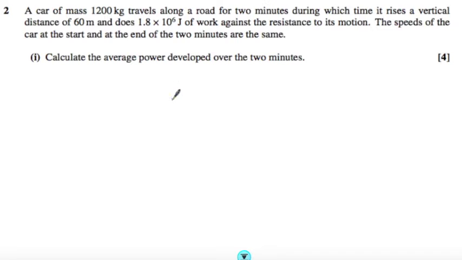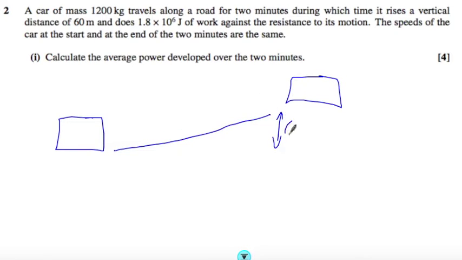Right, question 2. Car of mass 1,200 kilograms travels along a road for 2 minutes, during which time it rises a vertical distance of 60 meters. So let's say our car's here, and then it travels along a bit, it goes up a slope which has got a height of 60 meters, and in that time it does 1.8 times 10 to the 6 joules of work against the resistance of its motion. The speed of the car at the start and the end of the 2 minutes is the same, so there's no change in kinetic energy, so that's nice because we can forget about the kinetic energy.